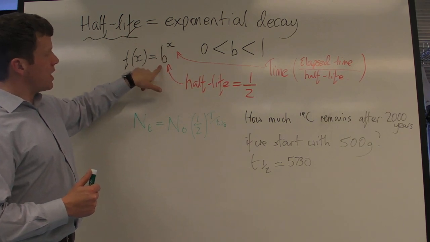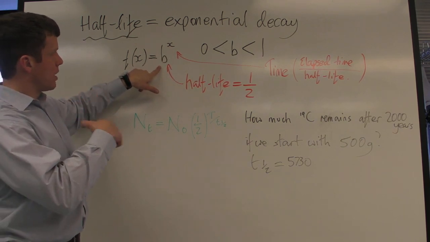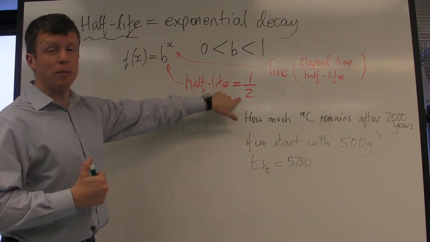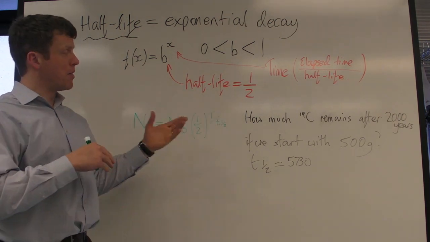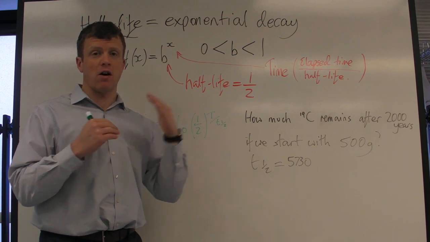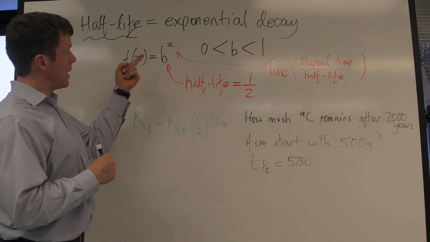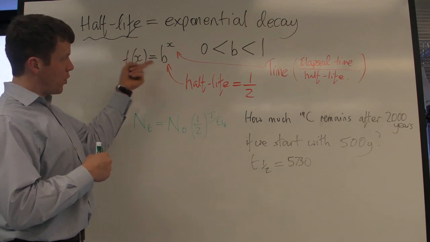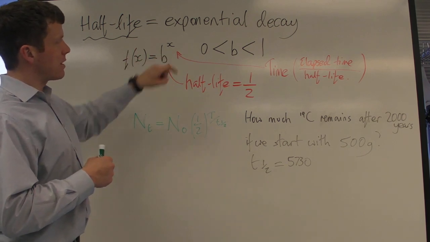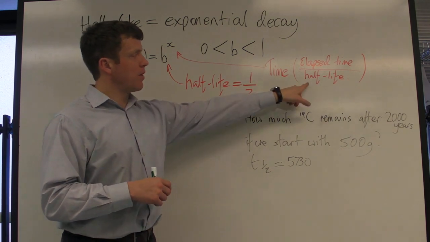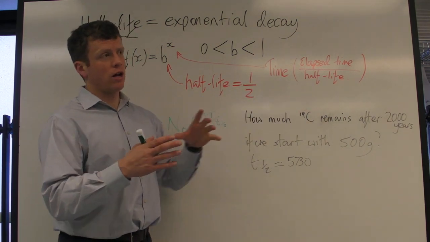The idea of b is as a constant. In this case it will be a half because we're dealing with half-lives. And remember, the definition of a half-life is how long does it take half the sample to undergo radioactive decay. So the constant in the exponential decay version would be 1/2, and then x is the elapsed time divided by the half-life, so the ratio of the time.